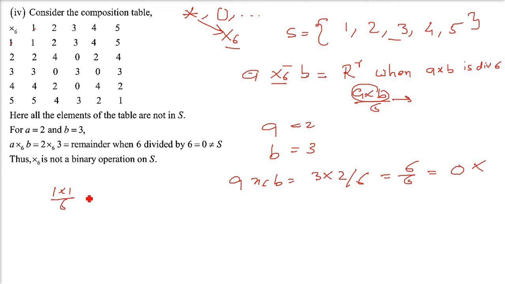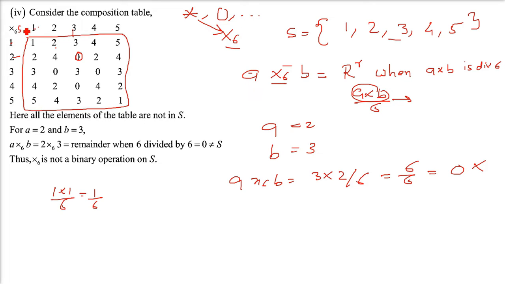For example, for the 1, 1 operation, you take 1 into 1 divided by 6. What do you get? 1 by 6. So 1 is the remainder. This is how you build this composition table, or you can say a binary operation table. It's always easy to make a binary operation table, so that you can easily see whether all the operated values belong to this set. I'm just marking that area where all these values should belong to the set 1, 2, 3, 4, 5.